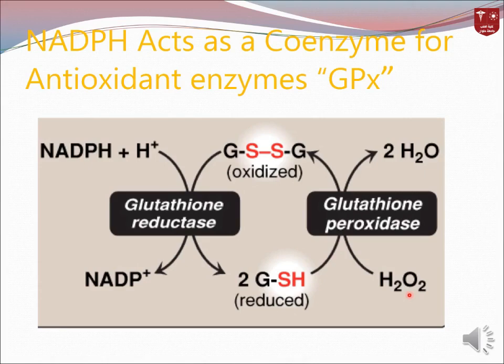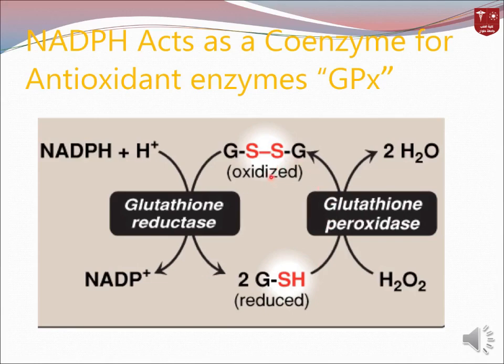Of course, we must have antioxidants like glutathione peroxidase in order to convert this harmful molecule to water, which is of course non-harmful. This enzyme requires the presence of glutathione in a reduced form in order to donate hydrogen to the free radical to be converted to water, and then the reduced form of glutathione is converted to the oxidized form.